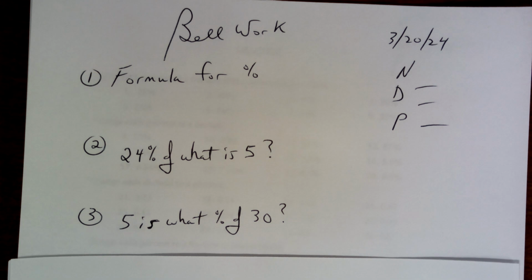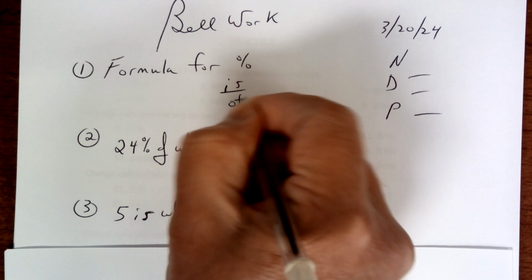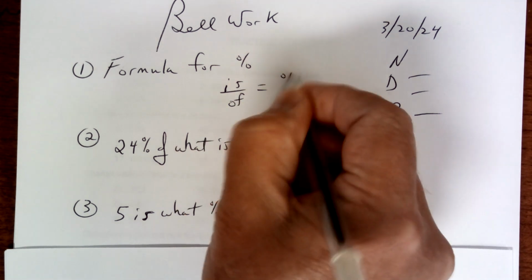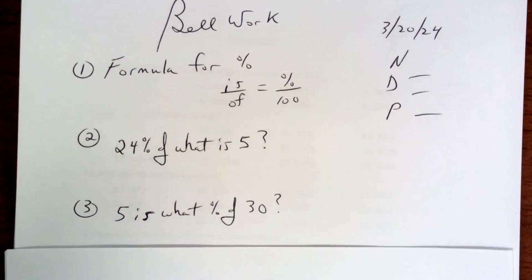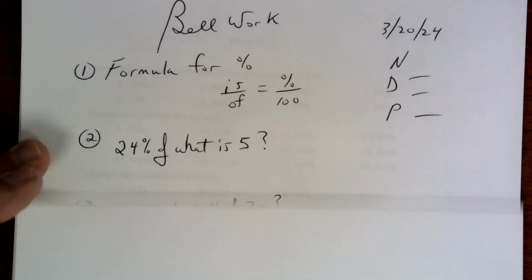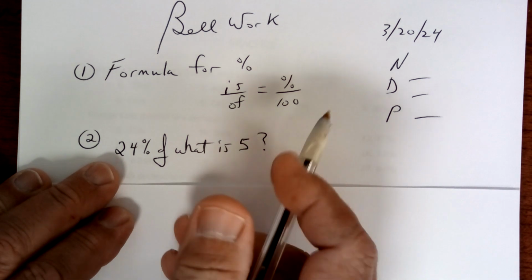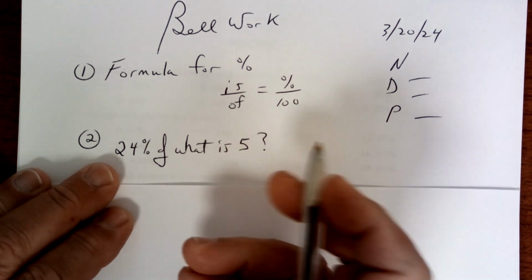Take a look here. So what is the formula for percent? The number is over of equals percent over 100. There it is. Okay, so this one right here, number 2, you have your percent. Now there's 3 positions here, so when I say what position, you will know.